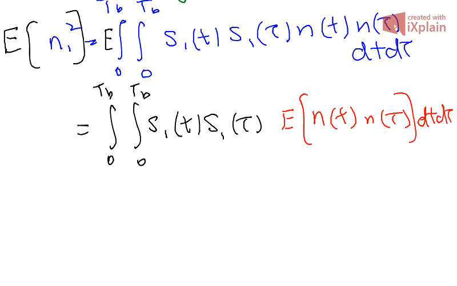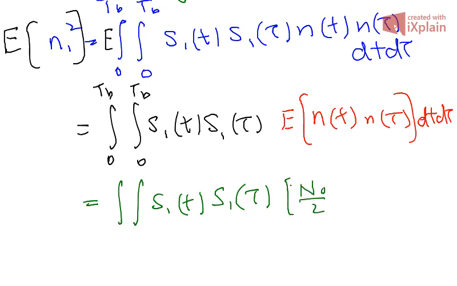Now we already discussed that this is equal to N0/2 delta(t minus tau). So we just replace it. Let's rewrite that value here. So you have the double integral of s1(t) s1(tau) times N0/2 delta(t minus tau) dt d tau, from 0 to Tb, 0 to Tb.